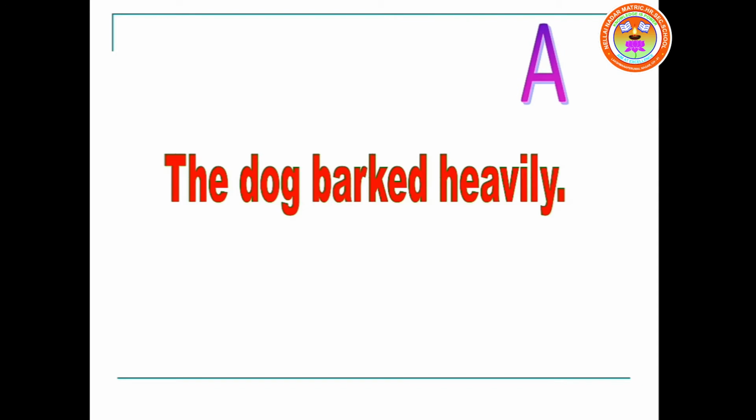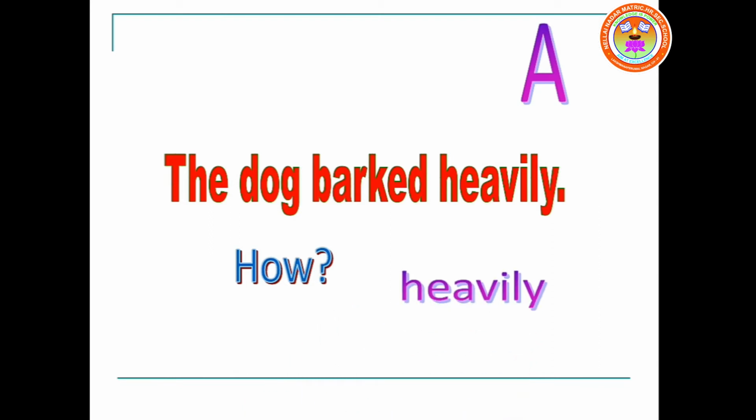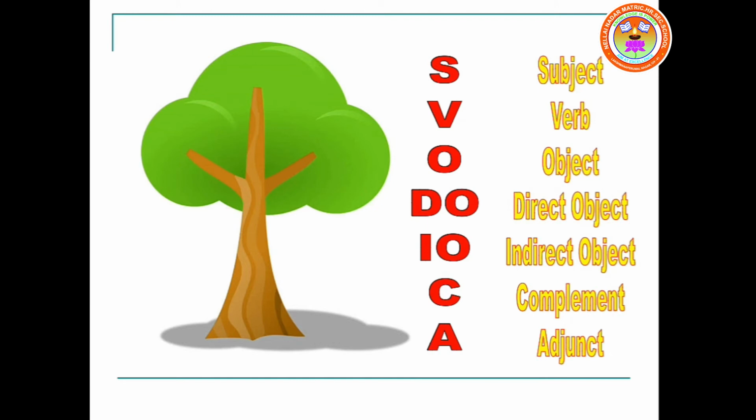Next example, the dog barked heavily. How did the dog bark? Heavily. So, heavily is an adjunct. Remember children, in sentence pattern, we use S for subject, V for verb, O for object, DO for direct object, IO for indirect object, C for complement, A for adjunct.